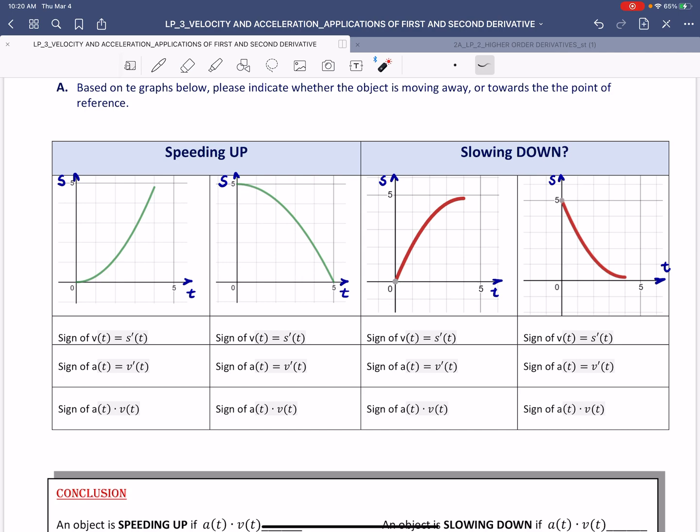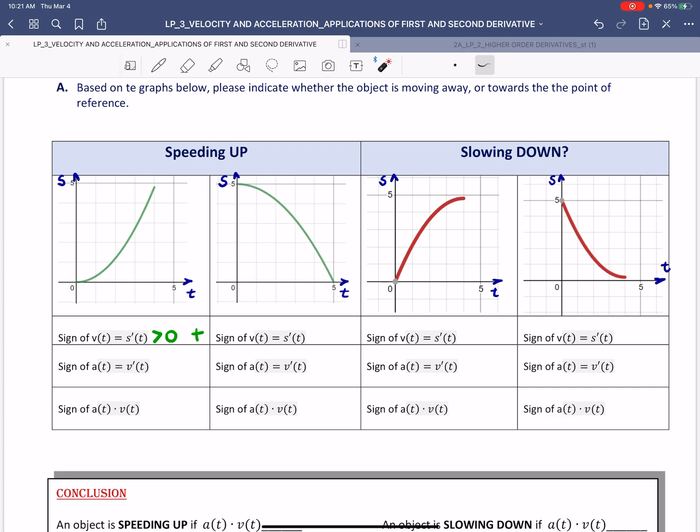Now we understand that when we talk about acceleration, speeding up or slowing down, we're talking about the rate of change of velocity. So in order to determine the speeding up or slowing down process algebraically, we need to study the sign of velocity and acceleration. Remember that velocity, according to this first graph, is measured by the slope of the tangent, and the slope of the tangent is all positive. In other words, velocity is positive here.